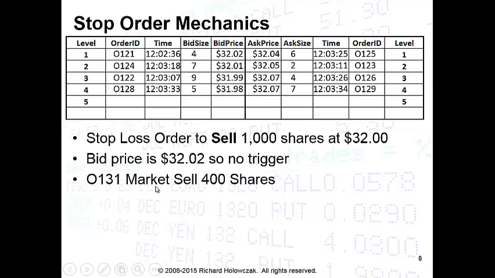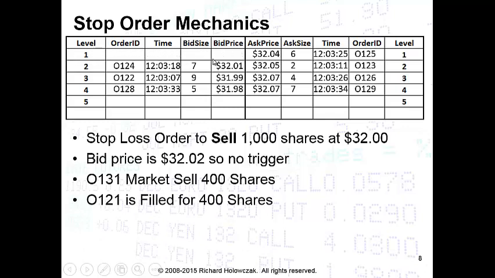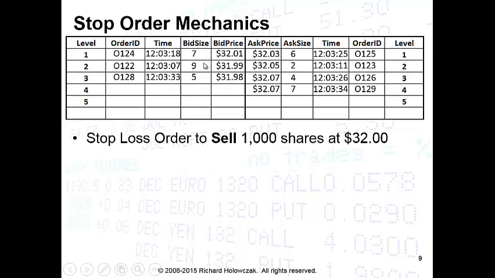Another order comes to the market to sell 400 shares, and if you were successful in the quiz, you would know that a market sell order would go immediately to the bid side of the book, and order 121 will be filled for 400 shares. So that order will be taken out of the book. The rest of the orders move up in level. We still have our stop loss order sitting at our broker to sell 1,000 shares at $32. But once again, the bid price is now $32.01, and so our stop loss order is not triggered.